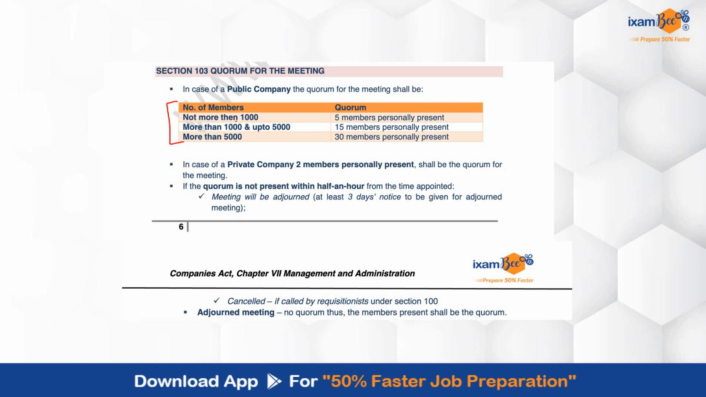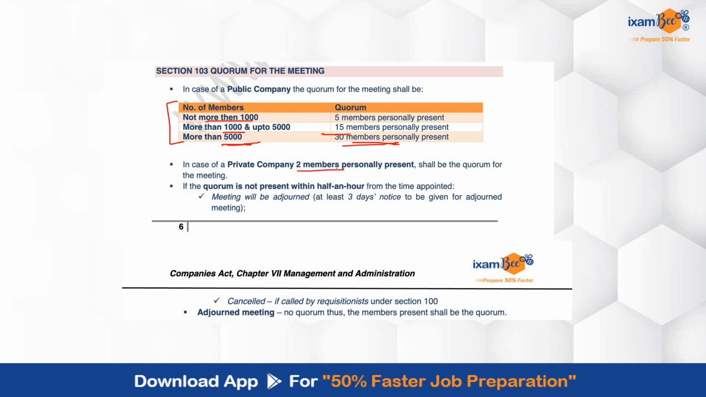You can see over here, if not more than 1,000 members है, तो 5 members जो personally present है, that will be the quorum. If the number of members is more than 1,000 but up to 5,000, 15 members personally present, and if the number of members is more than 5,000, 30 members जो है personally present होंगे तो वो quorum होगा. Private company के cases में 2 members personally present will be quorum.